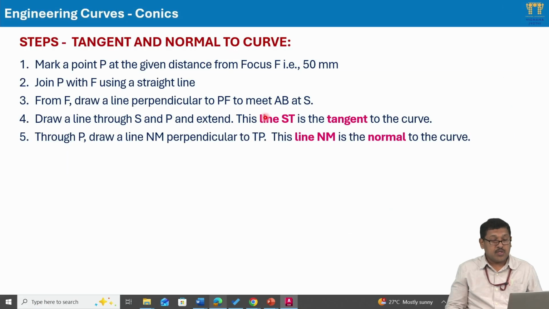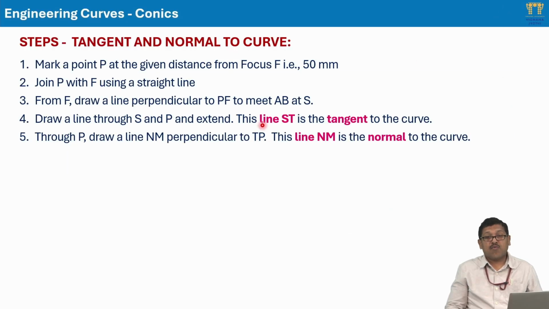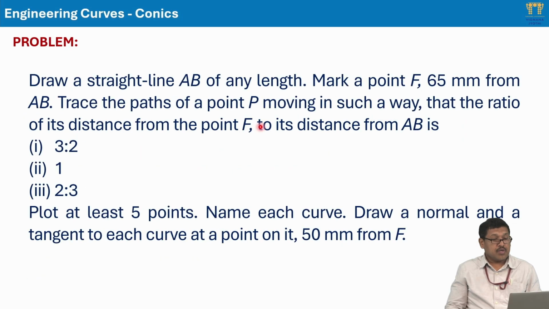So I hope you have understood this. So now what I want you to do is follow the same procedure for the construction of the second bit, which is eccentricity is equal to 1, which means parabola curve, and similarly for the third bit where eccentricity is 2/3, which means it is ellipse curve. You need to follow the same steps, you will be able to get the solution. So in the next session, we will cover the remaining portion of engineering curves.